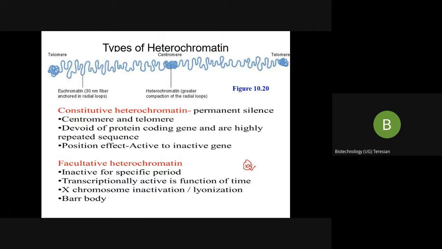So a very good example for this is your X chromosome inactivation. But during reproduction, again in the females, the X chromatin which was inactive becomes active. Hence, these are facultative heterochromatin.